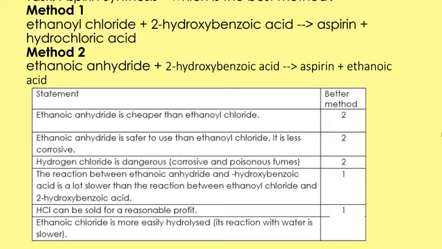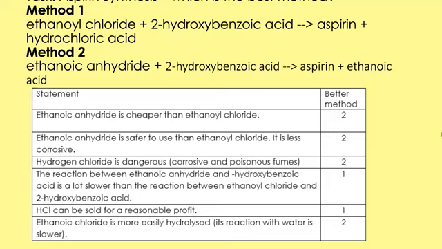So we don't want it to react with water, we want it to react with a hydroxybenzoic acid. So method 2 would be better from that point of view, because the ethanol chloride might go off by reacting with the water, you'll get a side reaction. Right, so overall you can see 1, 2, 3, 4 of those indicate that 2 is the better method and only 2 indicate 1. So we're going to go with 2 is the better method.